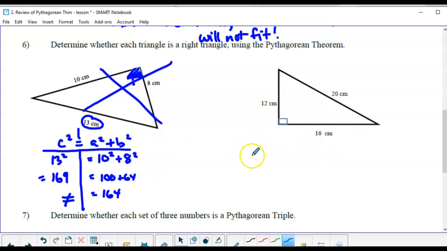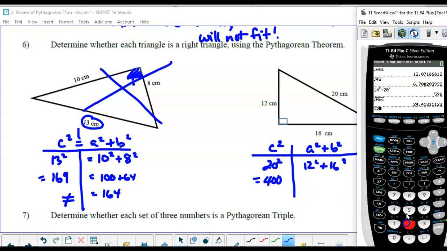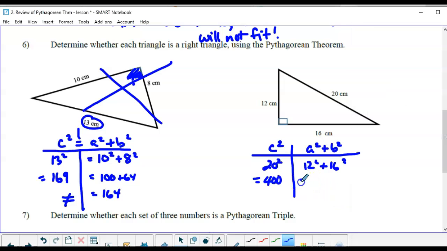This one, same deal. Okay, so our c squared is 20 squared, which is 400. Our a squared plus b squared is 12 squared plus 16 squared. Get out your calculator. 12 squared plus 16 squared is 400. Right away, we're good. Left side equals right side. So yes, that should be a 90 degree symbol.